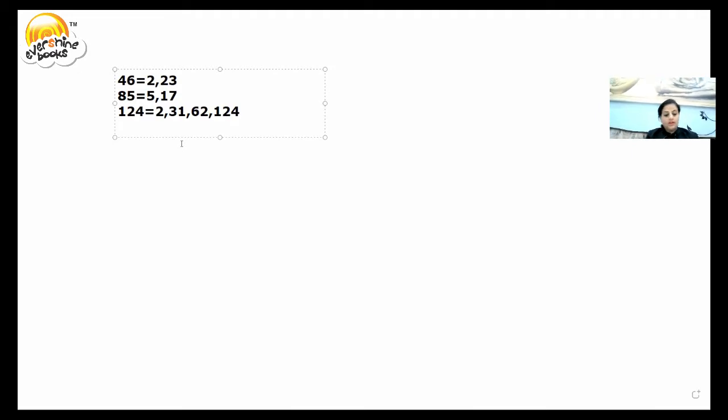After that, 280. 280 is the number. We have to take out the factors of this number. So the answer will come: 2, 4, 5, 7, 10, 14, and so on. We can add more, because there is 0 in the ones place.